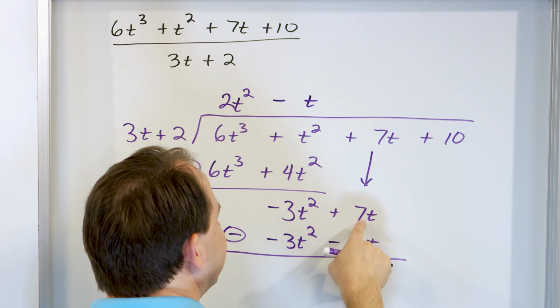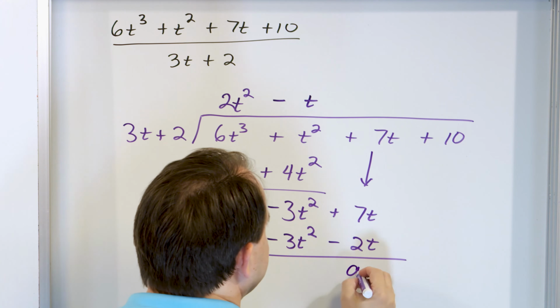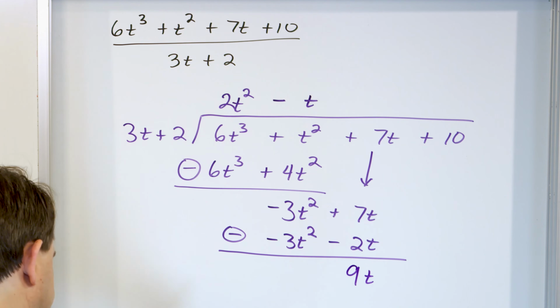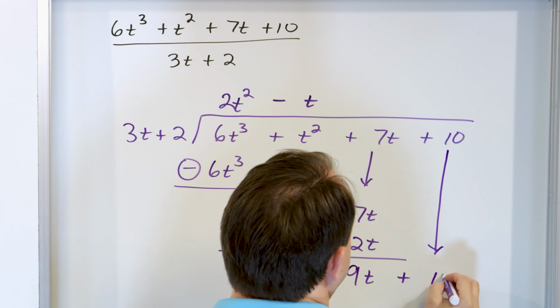Now you have, forget about the t's, 7 minus a minus 2. So 7 plus 2, so you have a positive 9t. Let me just double check myself and make sure I didn't make a mistake. Yep. And then we have a 10 that we now drag down once we do the subtraction.